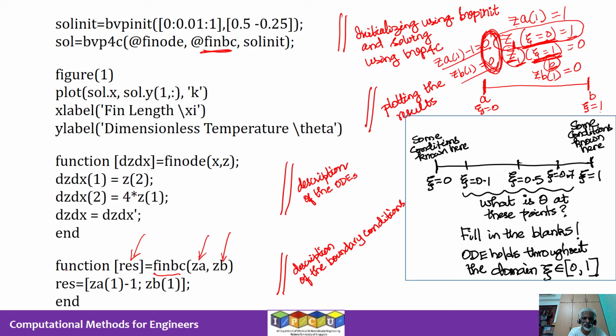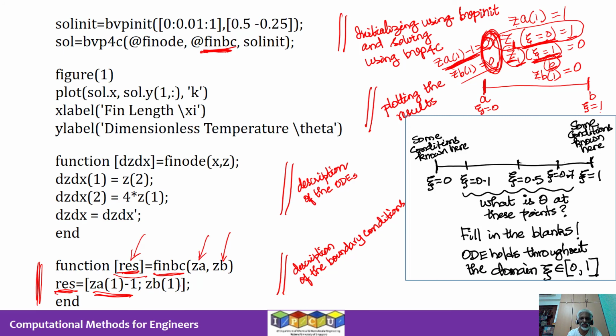This is the first line for the boundary conditions part of the solution in Matlab. So function space res within square brackets is equal to fin bc, which matches the name that is given at the top, brackets za comma zb. And we can write inside res exactly the same variable that's used here. Res is equal to square brackets open za1 minus 1, za of 1 minus 1, which is this part. The right hand side is 0. Please ensure that.